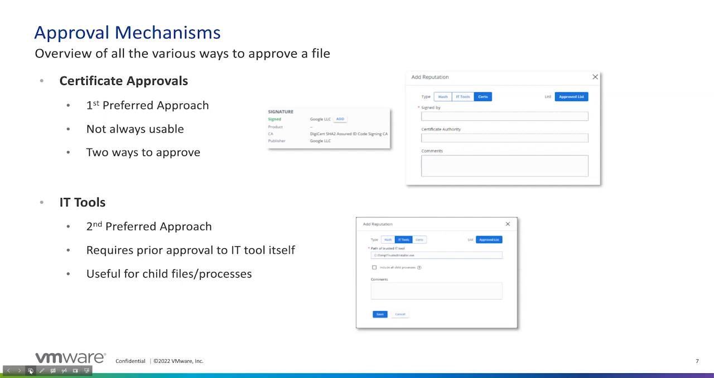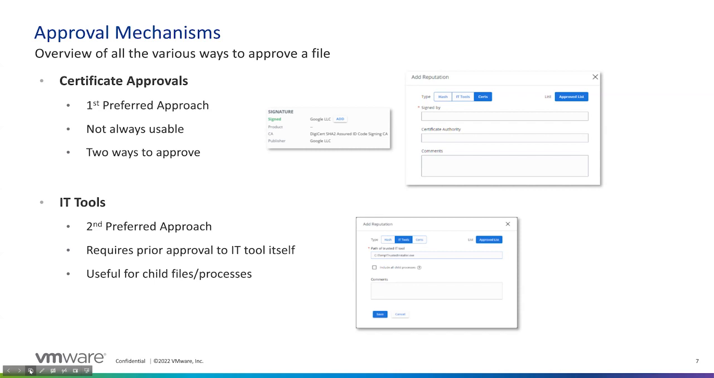So in my example, we have c:/temp/trustedinstaller.exe. So we know this file lives in the temp directory. With IT tools, you want to list the full executable in the path. We do support wildcards, but we ask that you be as specific as possible. You don't want to throw a double trailing wildcard in this.